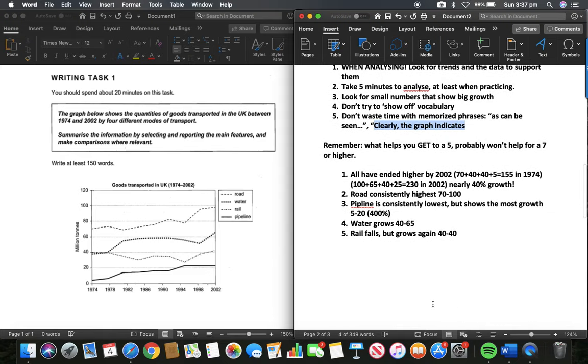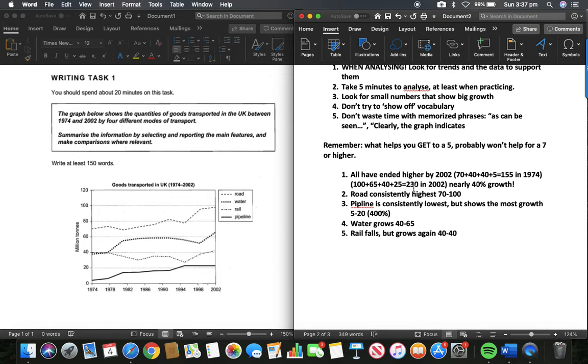All right, so here's my notes. Now, I hope you've taken the time to watch the video. The first thing I noticed here was that all of them ended higher by 2002. So what I like to do is really think about the gross increase. So how much did it increase altogether? So if we look at 1974, the total millions of tons was 155. And then if you look at 2002, it was 230. All right, so that's nearly 40% growth. That's huge. All right, it went from 155 to 230.